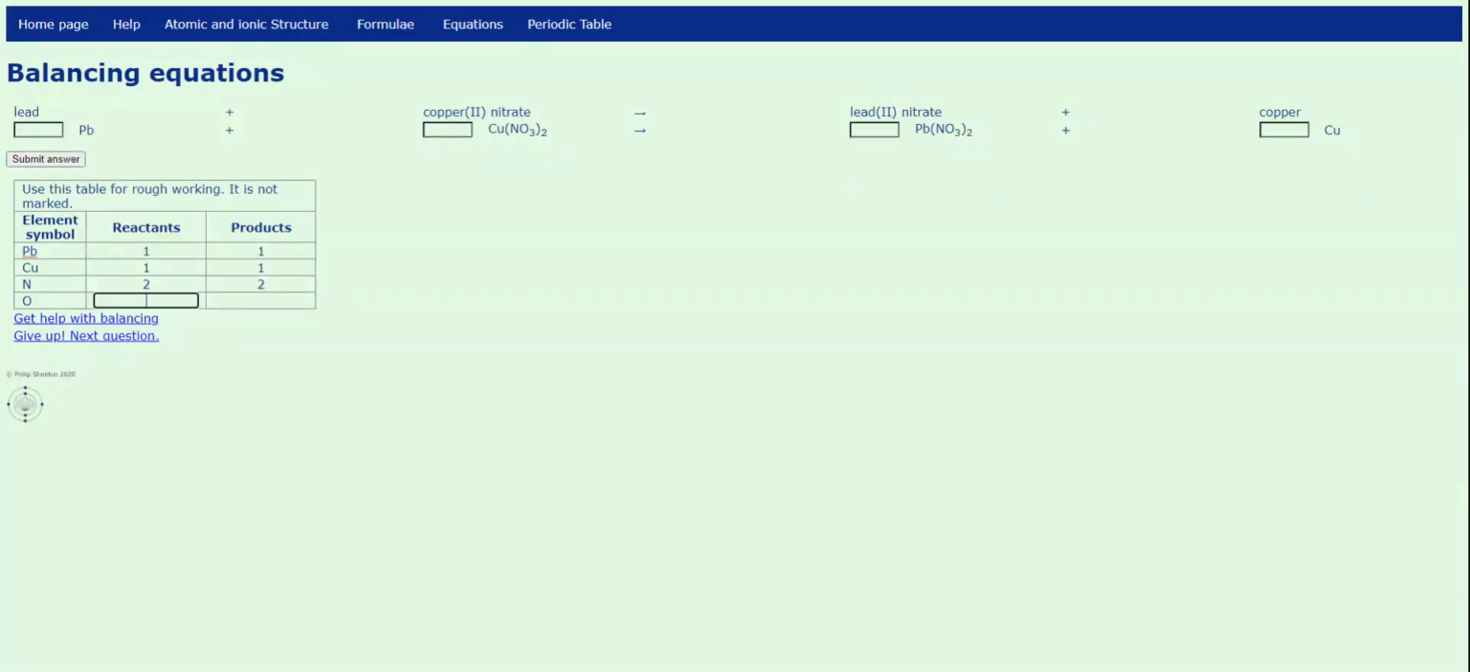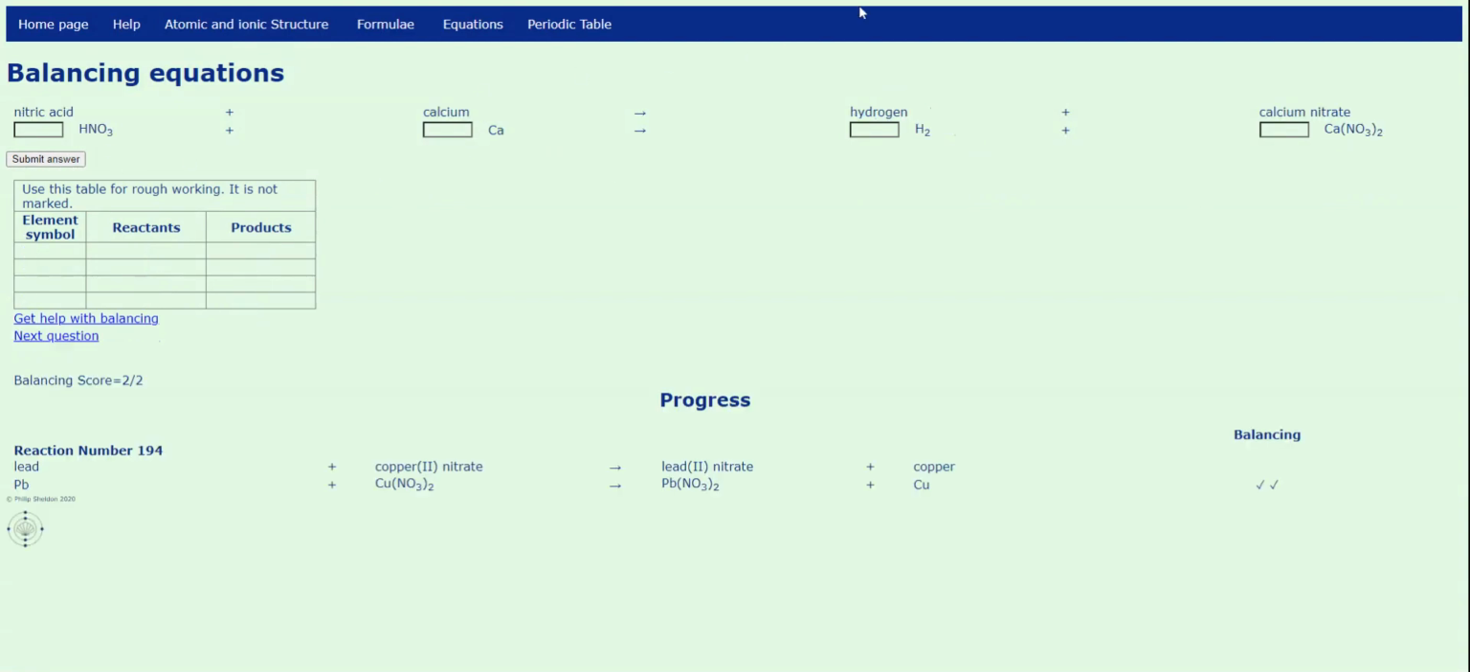and oxygens, there are 6 on the left and 6 on the right. So that tells us that the equation is balanced. So we don't need to put anything in these. If there's no number put in the box, then the number is 1. So we submit the answer, and it tells us it's balanced.